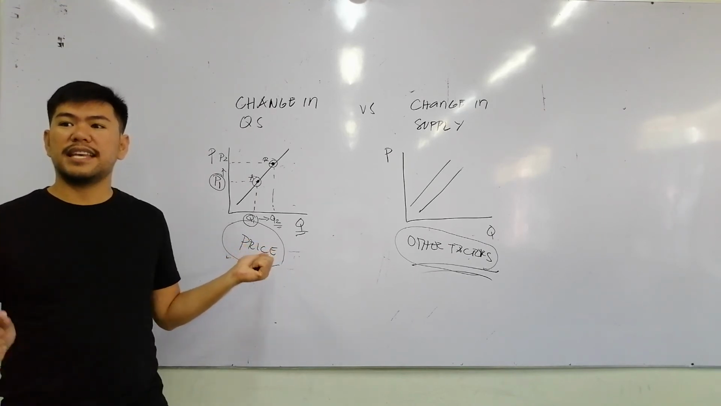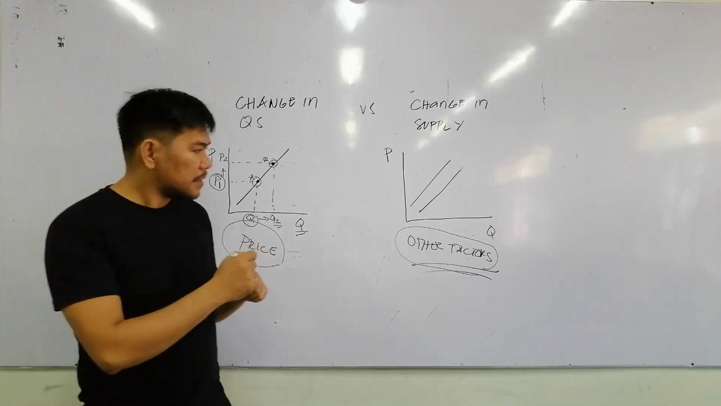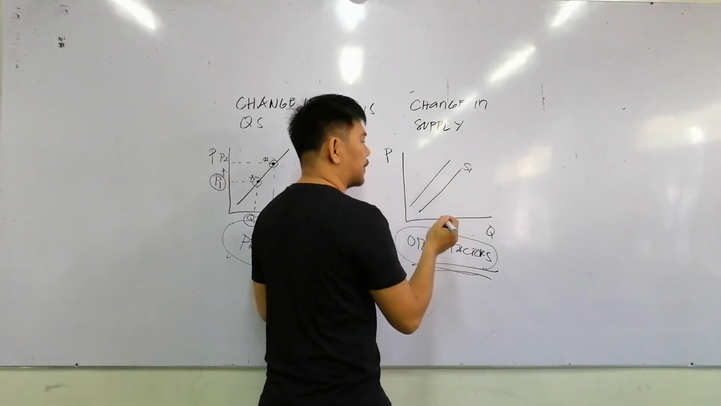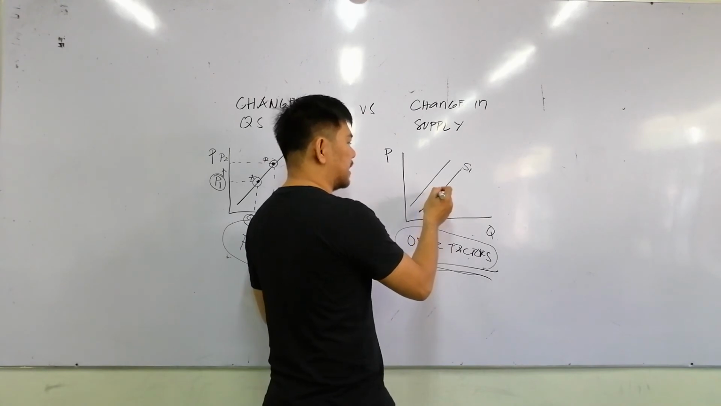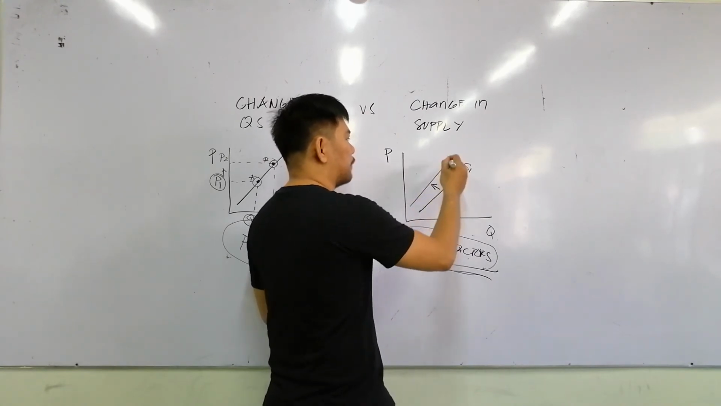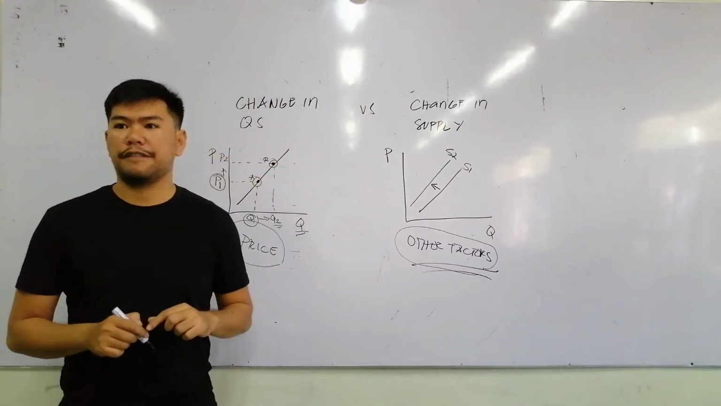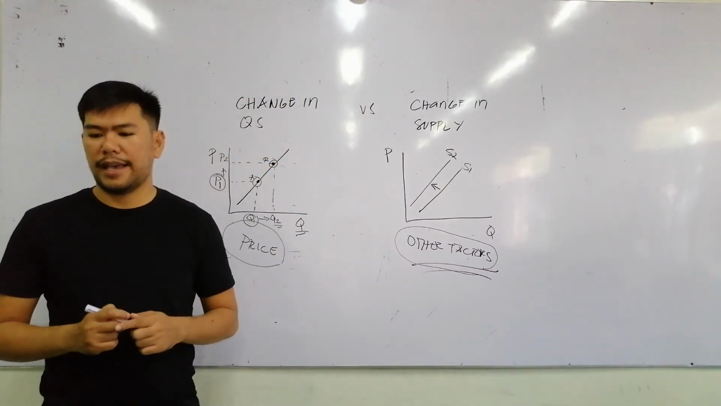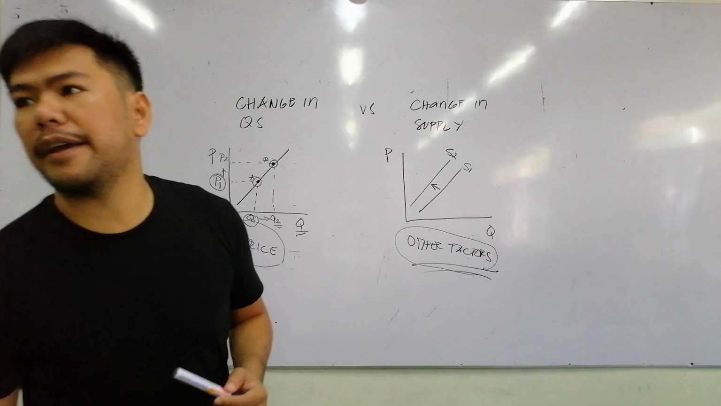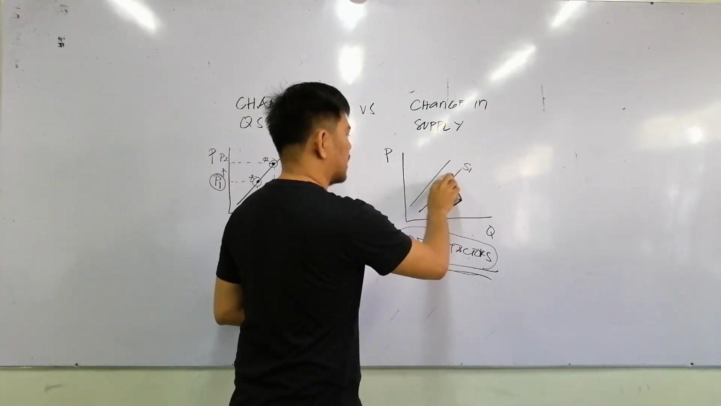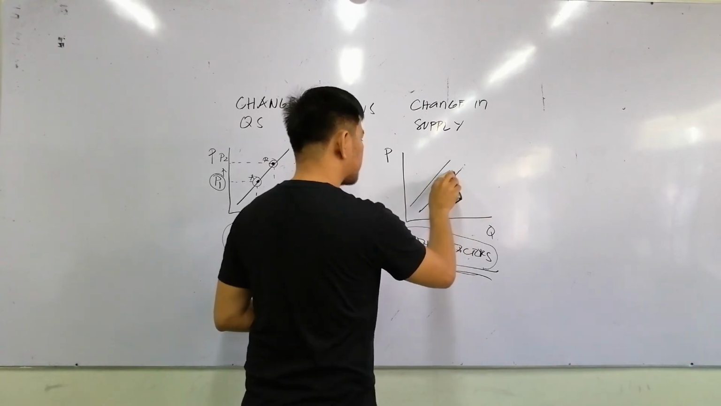Okay? So since it decreases, it will look like this. Assuming that this is your original supply curve, since it decreases, it will shift to the left. Now you have your new supply curve. Okay? Let's have another example here, for the change in supply.